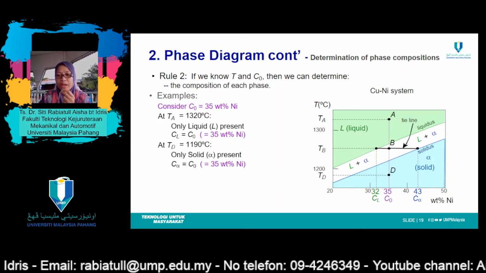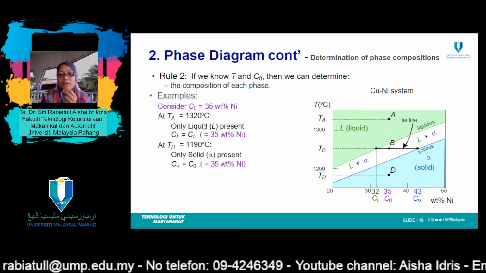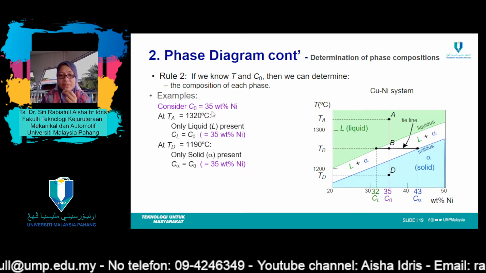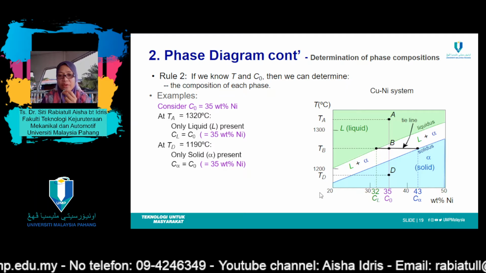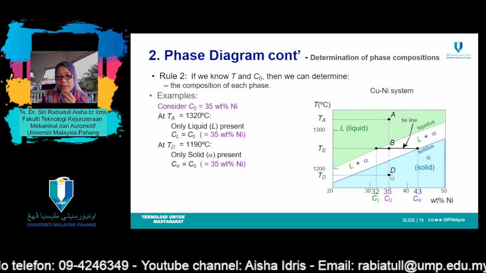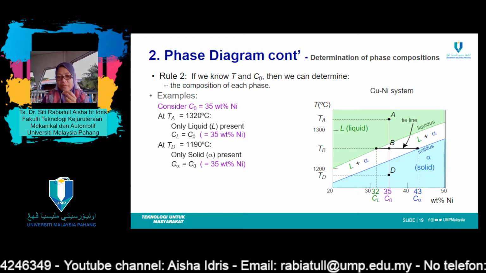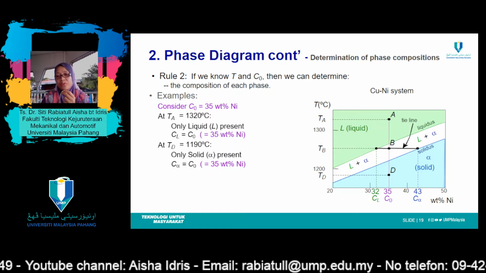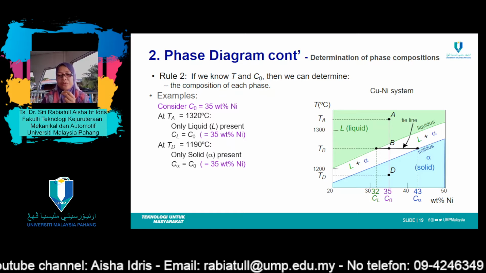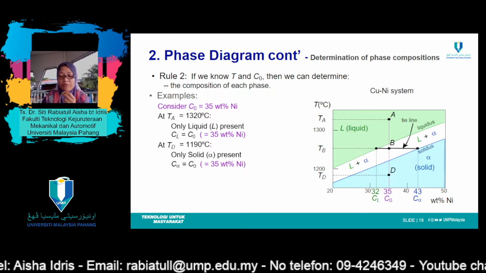Now let's look at point D with a temperature of 1129. C naught is still the same, equal to 35 weight percent of nickel. So reaching point D, we know the C alpha, or composition of the solid, equals C naught, which is 35 weight percent of nickel.